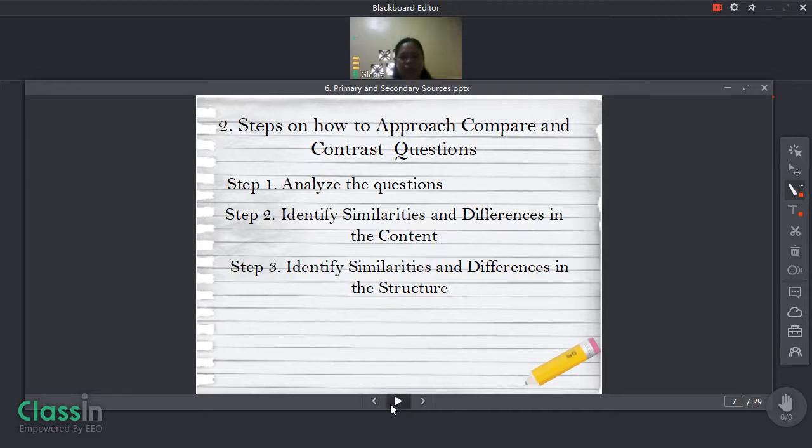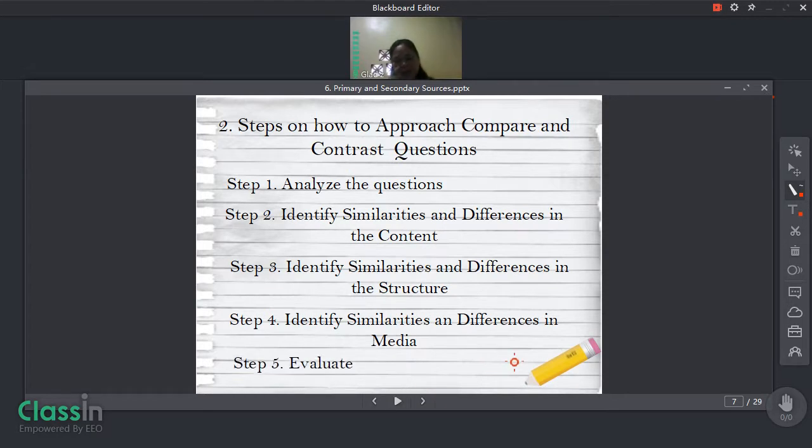And then step 4 is to identify similarities and differences in media. So we should also identify what media is being used, whether it is printed or online, and how the online text is being presented, whether it has videos or audio tracks. And then the next one is to evaluate.